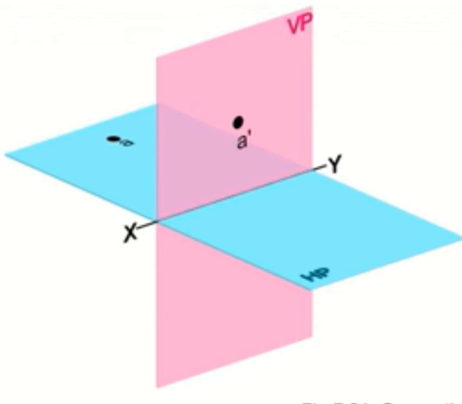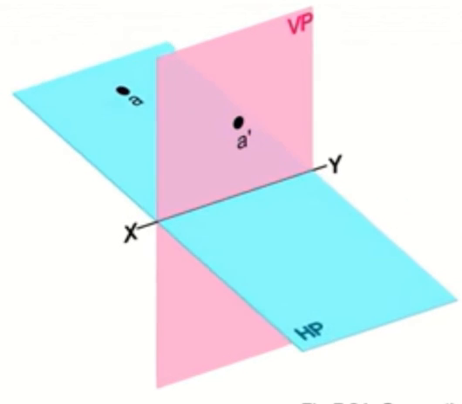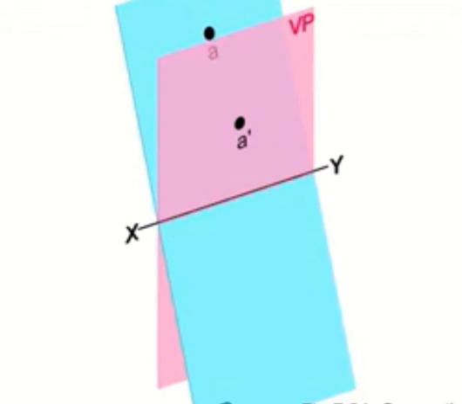So this is the way we are going to draw the projections of the point placed in the second quadrant in a notebook or on an A4 sheet. We start with a reference line, the XY line, and the front view is at a distance, indicated by A dash, and that distance is the distance of the actual point A from HP.